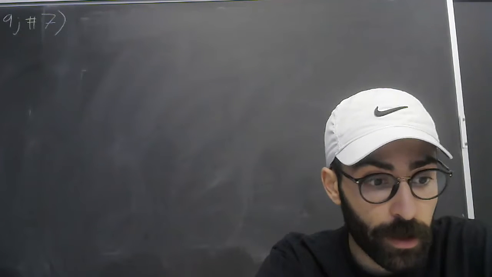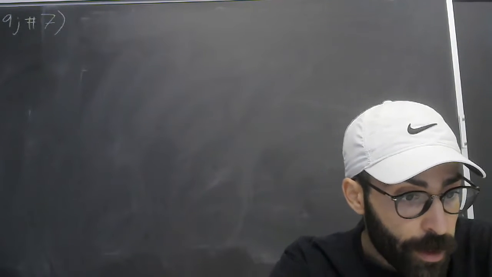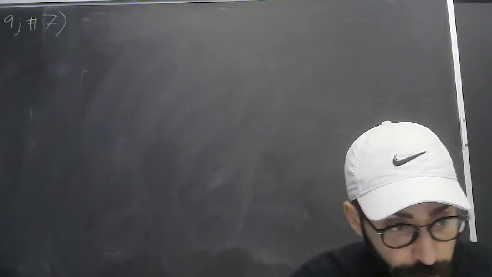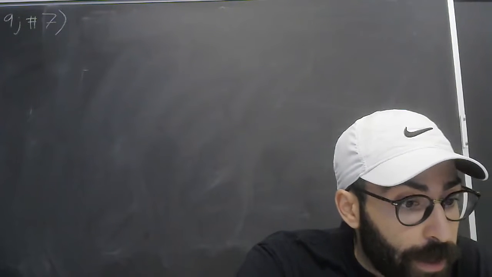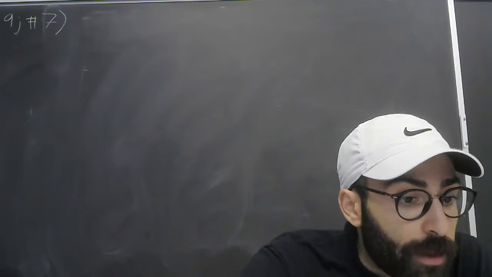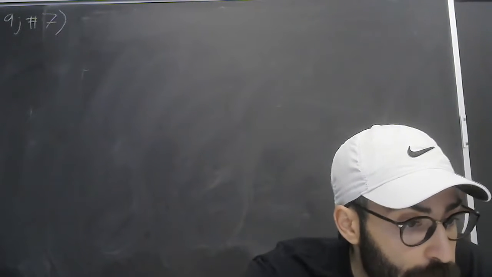All right, so this is homework 9, number 7. Essentially we have a diffraction grating that has 200 lines per millimeter, and it's illuminated by two monochromatic light sources with wavelengths lambda1 400 nanometers and lambda2 525. This is a two-part question.